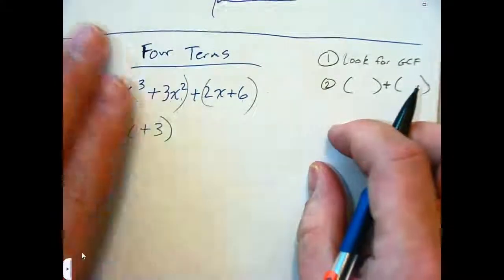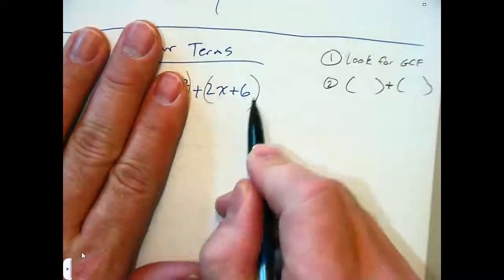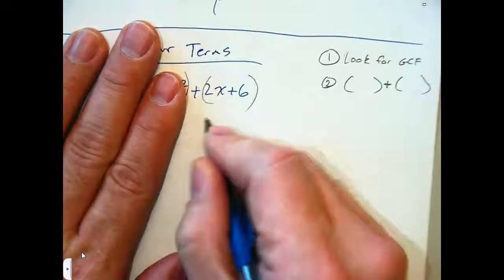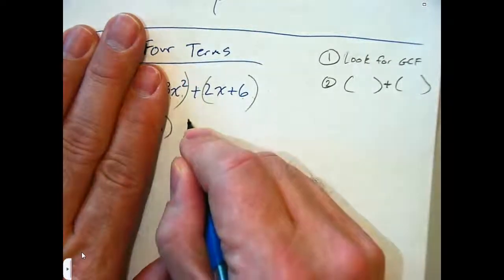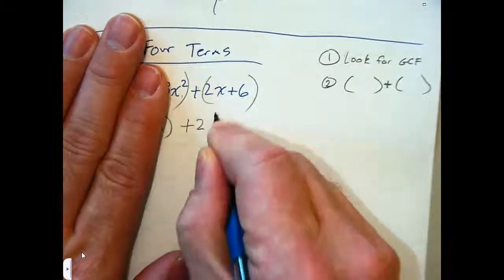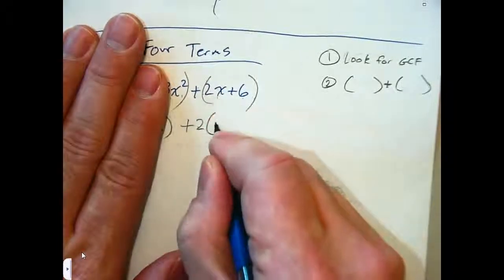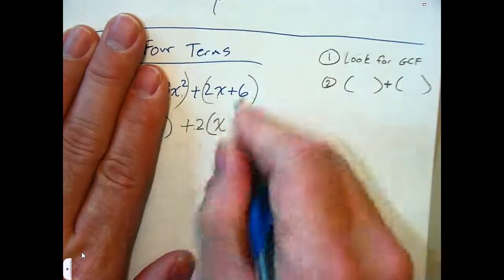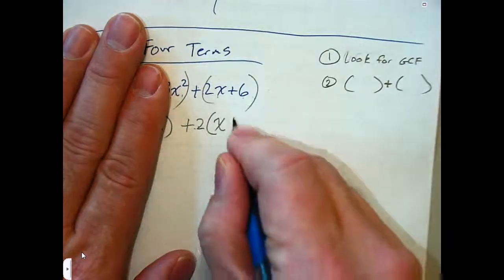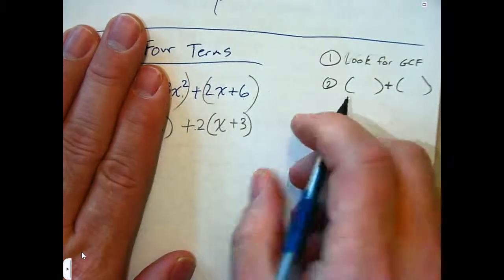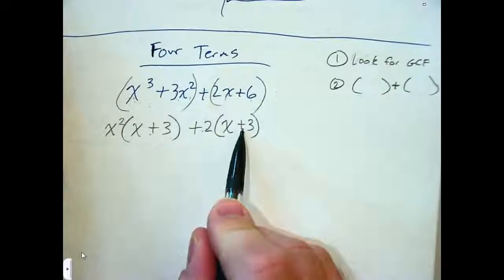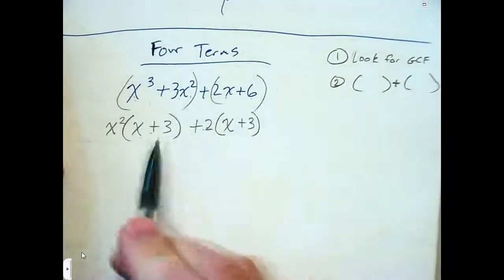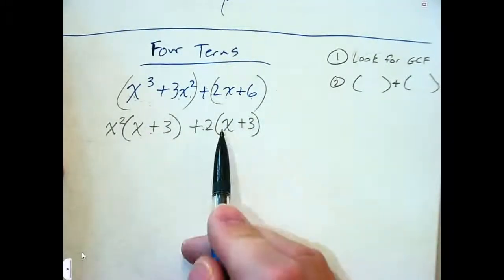And now you focus on the back group. What goes in 2x and 6? 2. It's a positive 2, correct? Okay, so plus 2. 2 times what's 2x? And 2 times what is 6? The goal is for these to be the same groups when you're done. Notice you have made a common group.